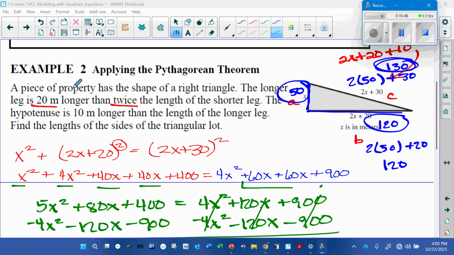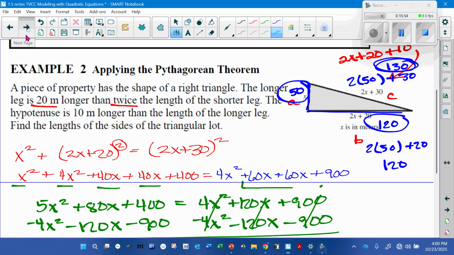All right, so all it wanted me to do was find the lengths of the sides. We did that. That's 50, 120, and 130, so we are good to move on.